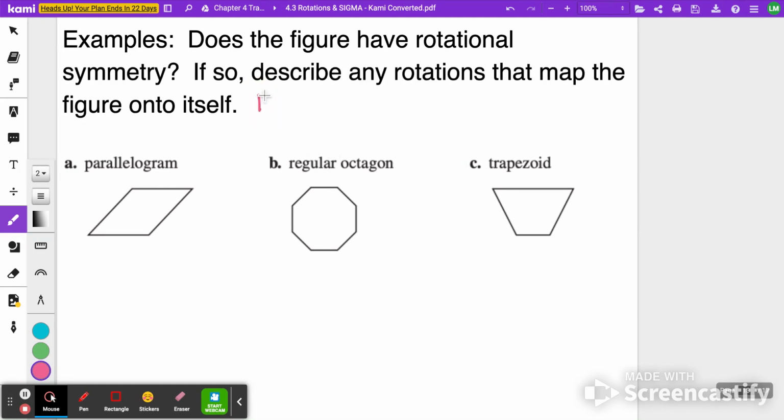Maybe pause this one and see if you can think about which ones do. What rotations could they use? What degree measurements maybe? And then when you're ready to check, click play.